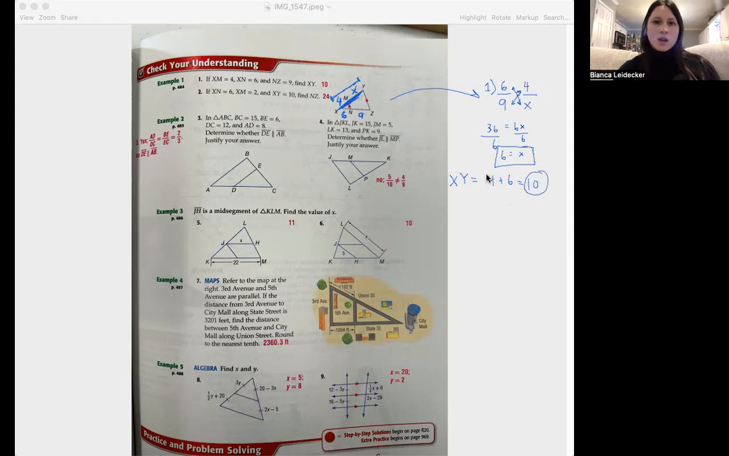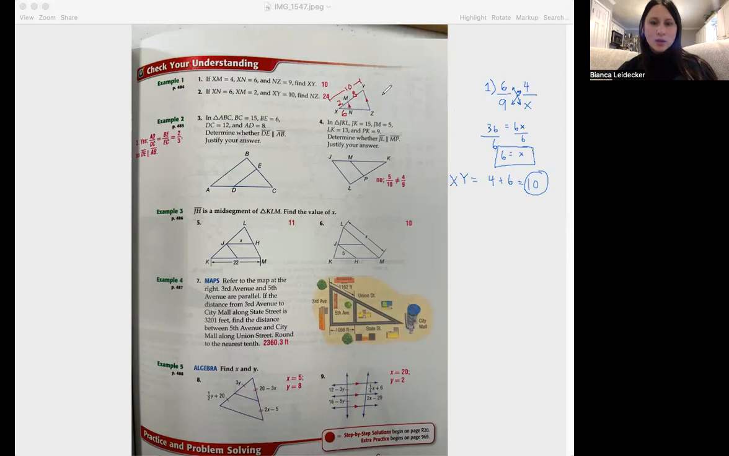Okay. Number 2 is very similar. I'm going to erase all this stuff just so we don't have a bunch of scribbles, and I'll do it in a different color. So now we're looking at number 2, and I'm going to label my picture. So XN is 6, and then XM is 2. XY, they're saying this whole thing is 10. So we're going to have to subtract to find MY, which would be 8.